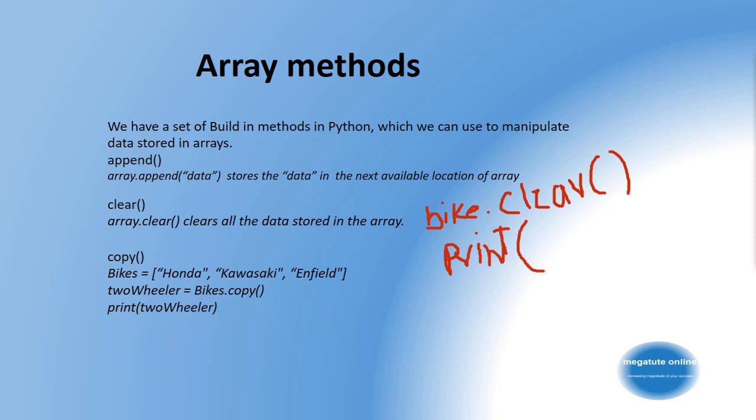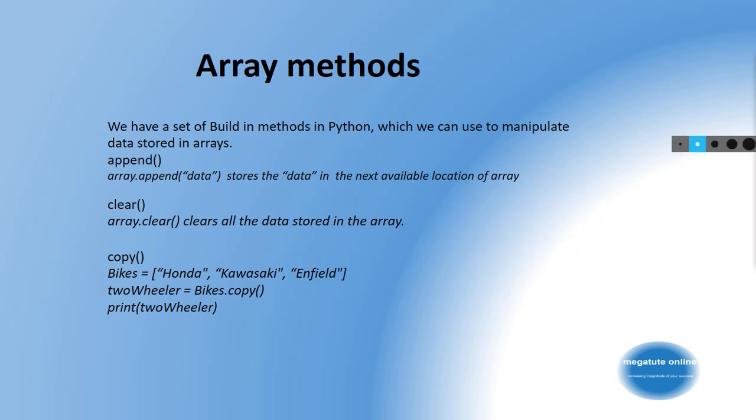All right, if I say bike, nothing will appear here because it has deleted all the content, it has cleared all the content from the memory location of that particular array. All right, we'll discuss this when we do it practically. Now comes the copy function.